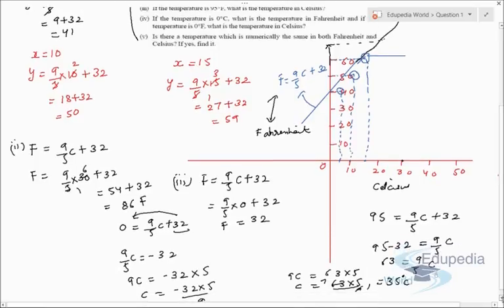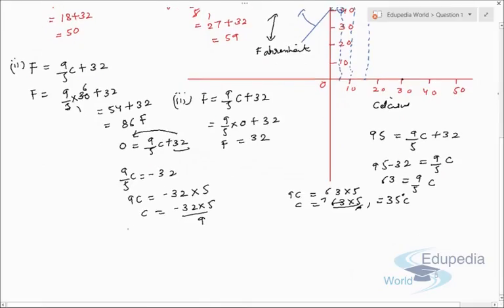Now the last question says, is there a temperature which is numerically the same in both Fahrenheit and Celsius? Let's see how we can find this. As discussed, we can solve every question through graphical representation also, but we are following another method by putting the values in the direct equation, though you can also find the values through a graphical solution. The last part says, is there any temperature at which both Fahrenheit and Celsius are the same?